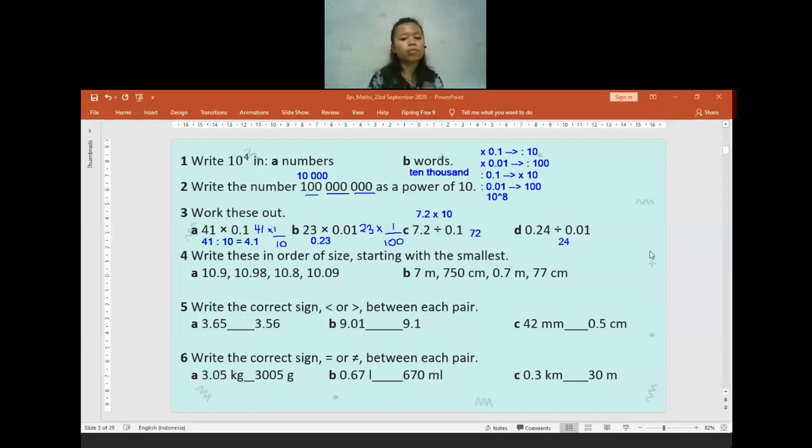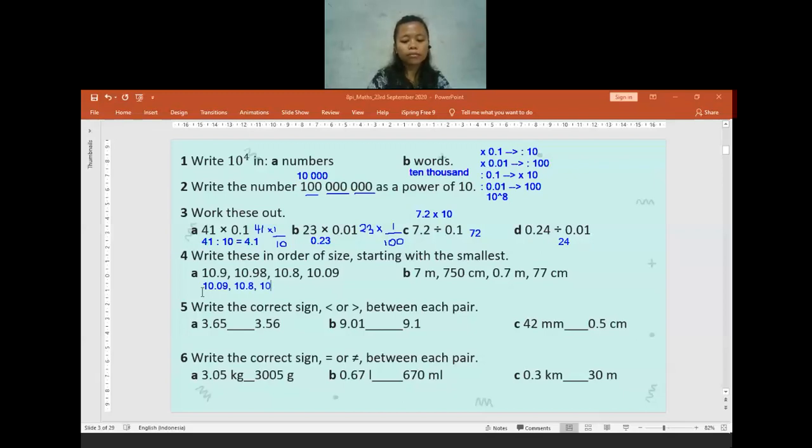We have to write the numbers in order from the smallest to the highest. Can anyone tell me what the result is when we reorder the numbers from the smallest? Yes, correct. The smallest one will be 10.09. After that, it will be 10.8.